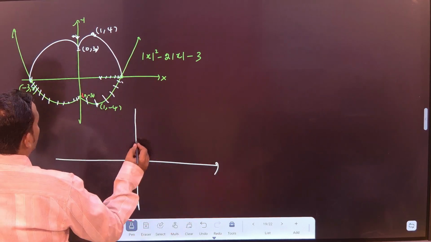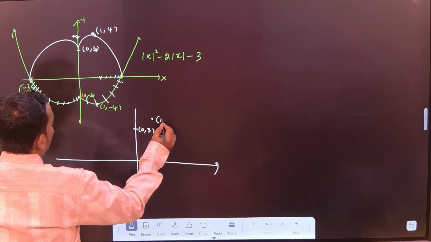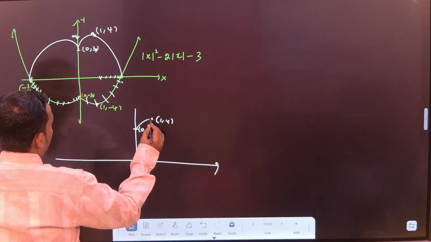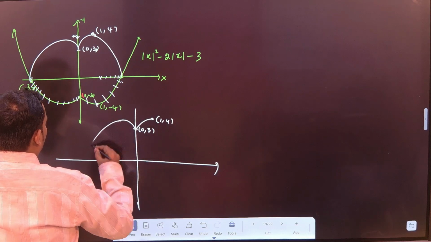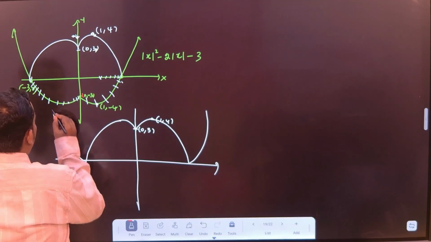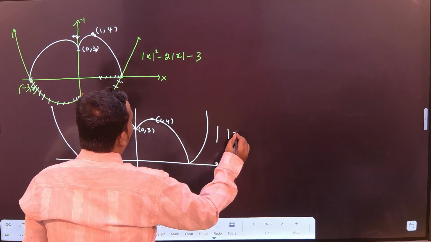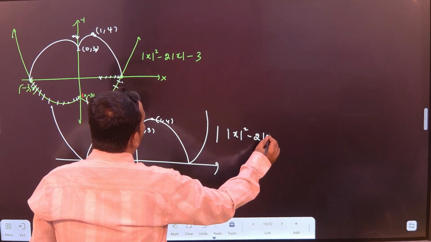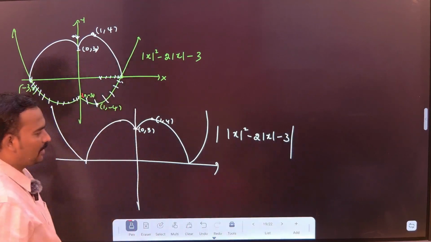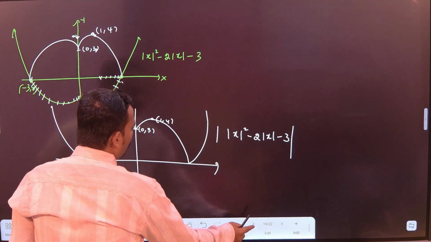of mod. You can see I am taking 0 comma 3. This is 1 comma 4. So this graph is like this, right? Yes. This is the graph of mod x square minus 2 times mod x minus 3. Clear? I hope everyone understands, right? Okay, we'll go for the next question.